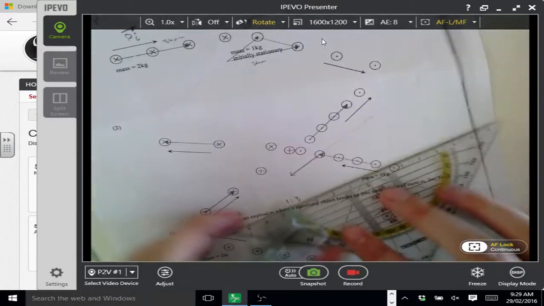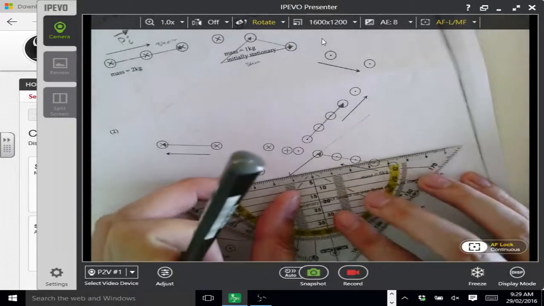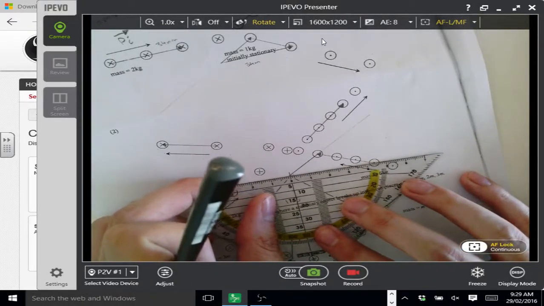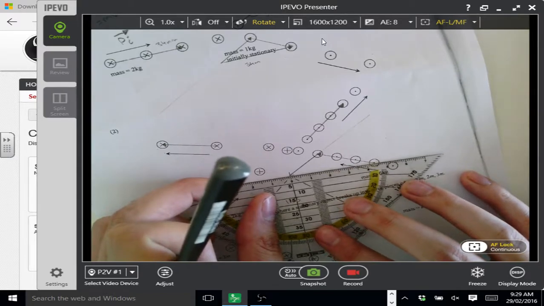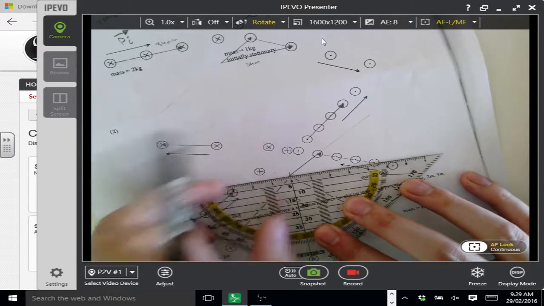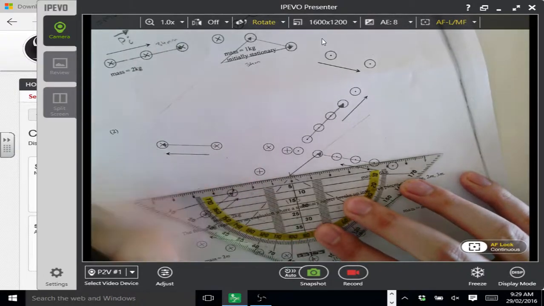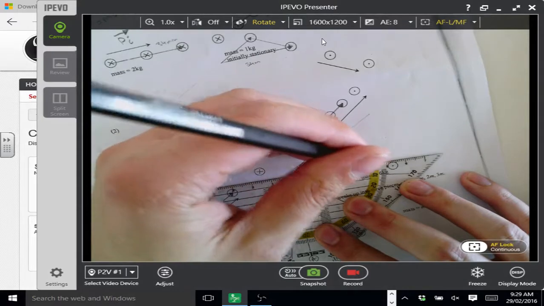There we go. And we can join the start to the end. While I'm doing that, I'm also measuring it. It is 44 mils. Okay. So that's the initial.